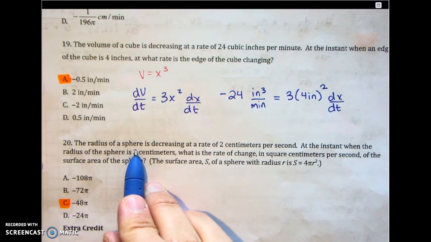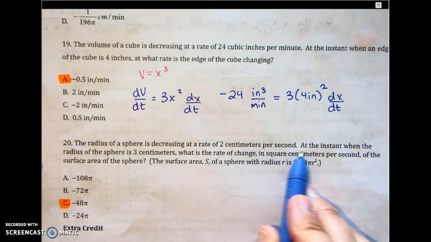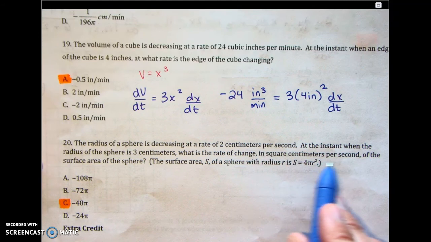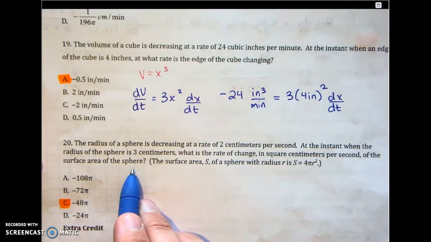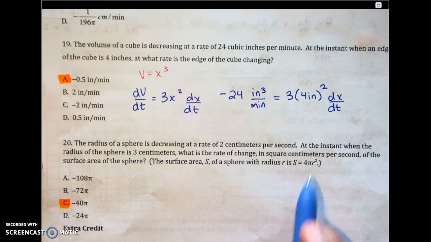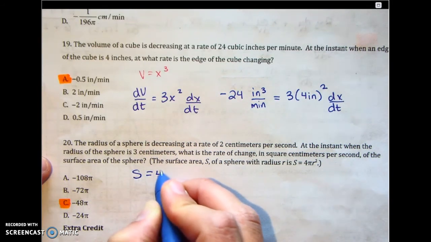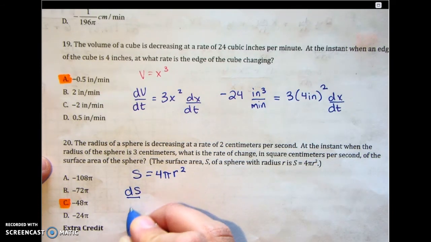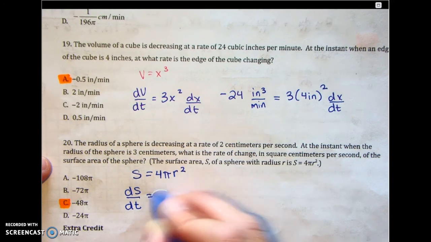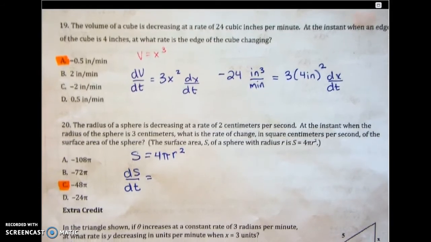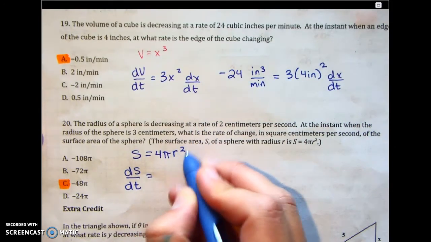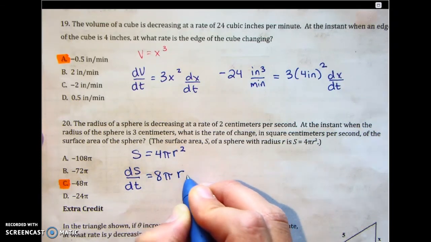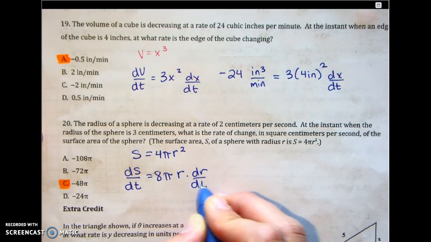The radius of a sphere is decreasing at a rate of 2 centimeters per second. At the instant when the radius of the sphere is 3 centimeters, what is the rate of change in square centimeters per second of the surface area of the sphere? The surface area of the sphere is this. So first I'm going to write that formula down, and then take the derivative with respect to time. So I need to take this 2 down in front. So 2 times 4 is 8 pi r times dr/dt.